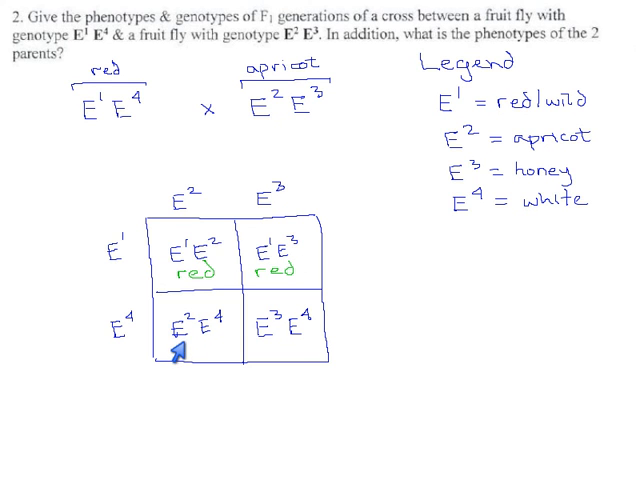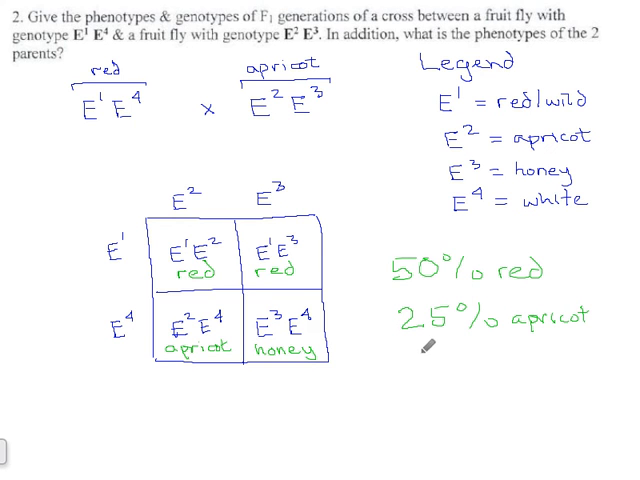Down here we get 2 with 4. This is apricot mixed with white, but the apricot is more dominant, so that fly will have apricot colored eyes. And this last one is 3 mixed with 4, honey mixed with white, and the honey is more dominant. So in the end, we will get 2 out of 4, or 50% red, or wild type. We'll get 1 out of 4, which is 25% apricot. And we'll get 1 out of 4, which is 25% honey.